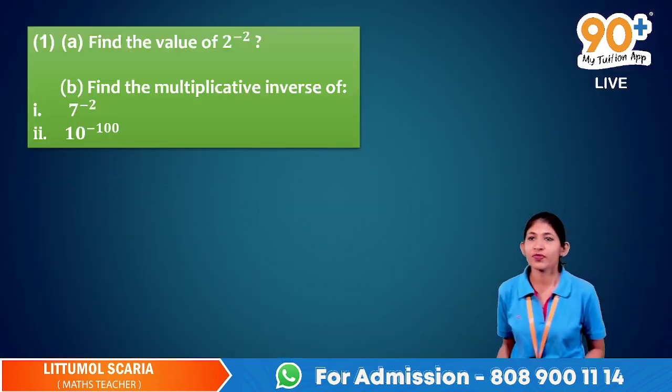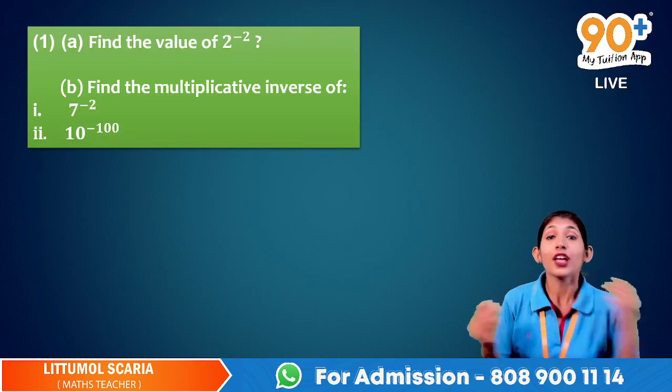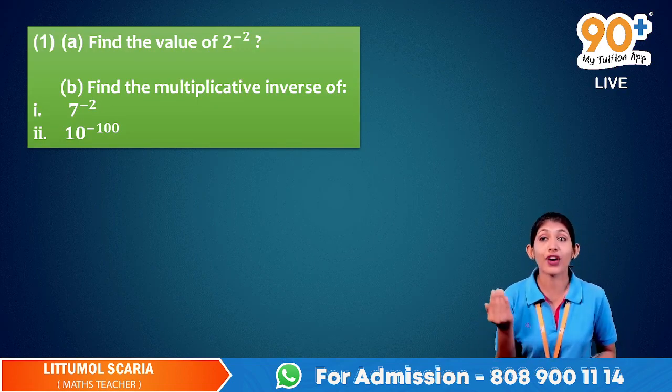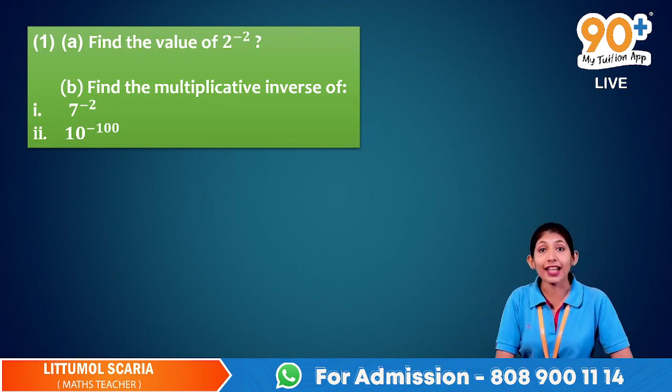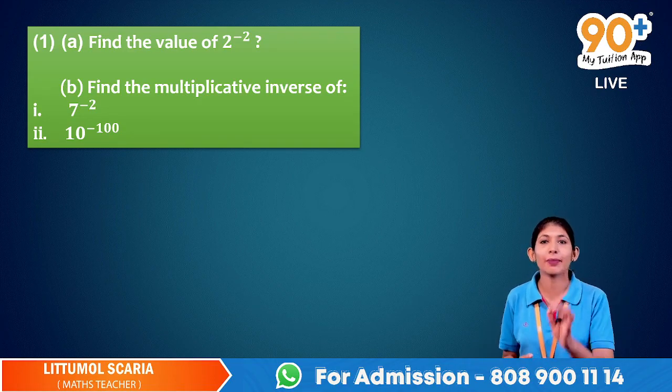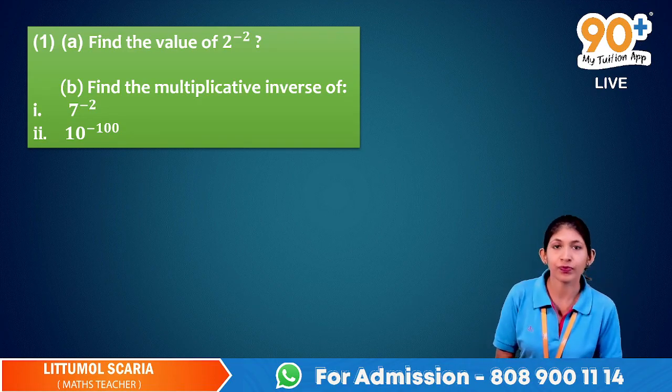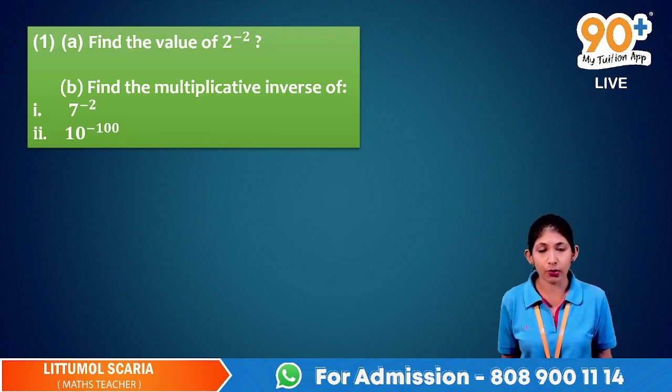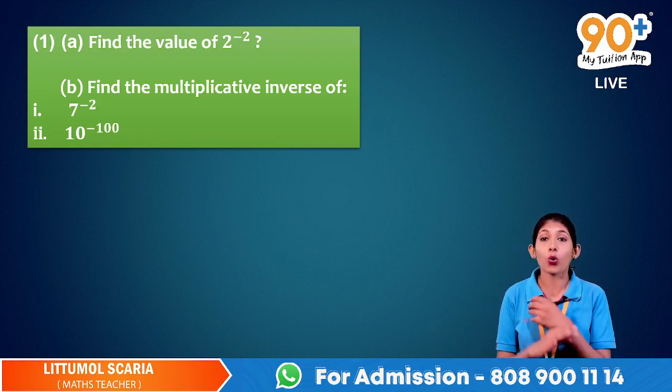Find the value of 2 raised to minus 2. 2 raised to minus 2. Find the value. When it asks to find the value, you must write the exact value. Okay, don't write using exponents, don't write it as power or any other method.